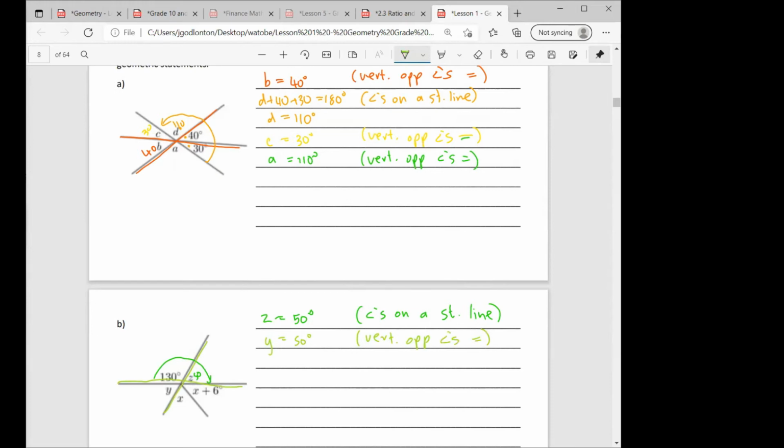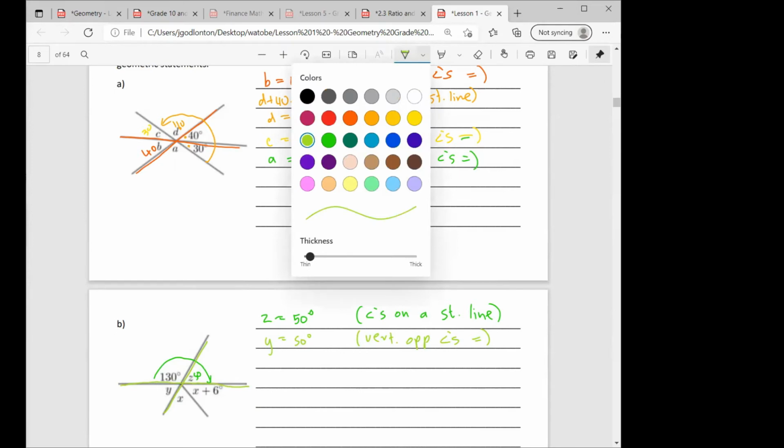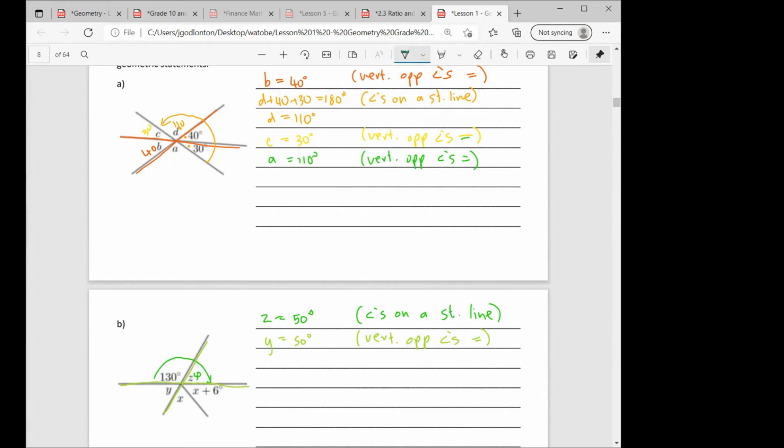Oh, sneezing again. Okay, now we have the tricky one. And there are two different ways to go about finding this. I would find the easiest way, because when I look at questions, remember everyone's brains are a little bit different. When I look at questions, I see vertically opposite angles quite easily. That's what my brain sees. But some people's brains see straight lines, and that's fine.